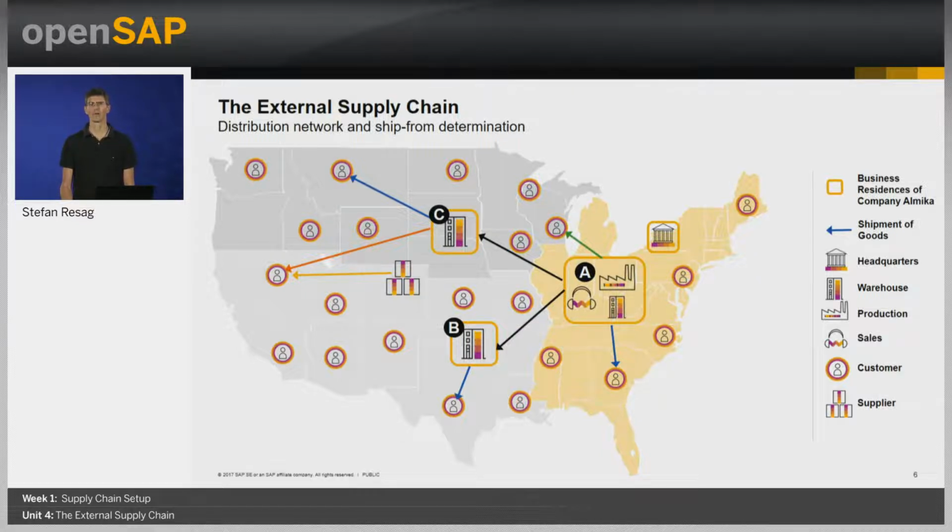This process is also known as intra-company stock transfer, because the stock is transferred between 2 sites of the same company. Maybe a supplier directly sends goods to customers on our behalf. See the orange arrow. This process is also called third-party order processing or drop shipment. We will cover this in detail in week 4.